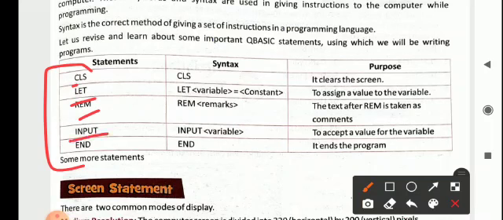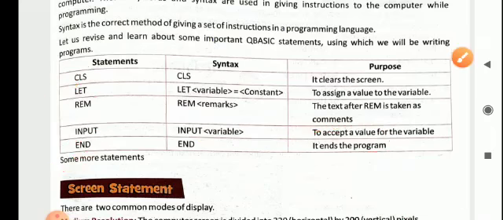Then INPUT is to get the value. There are cases when we need the value from the user, and then we will show the output. So we don't have to give the value within the program. The value has to be given at the runtime of the program. END is to end the program. It ends the program.